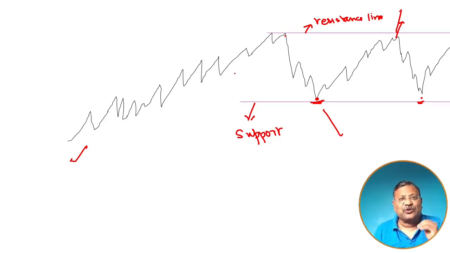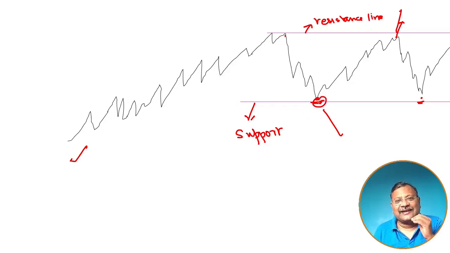Now in today's video, we are going to focus here because once you know the support line and the resistance line, remember, as a trader, it becomes very easy for you to take positions, because if the share price is here, that means it is near its support level.